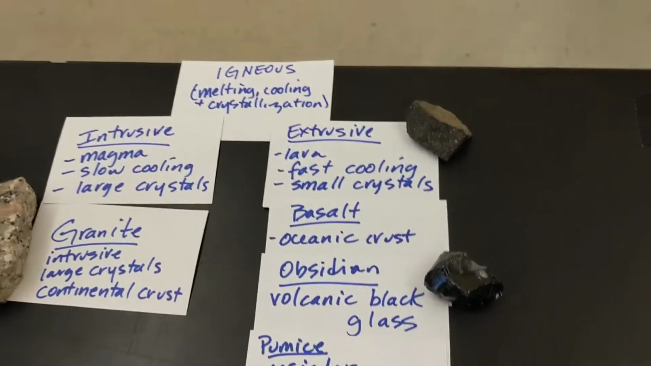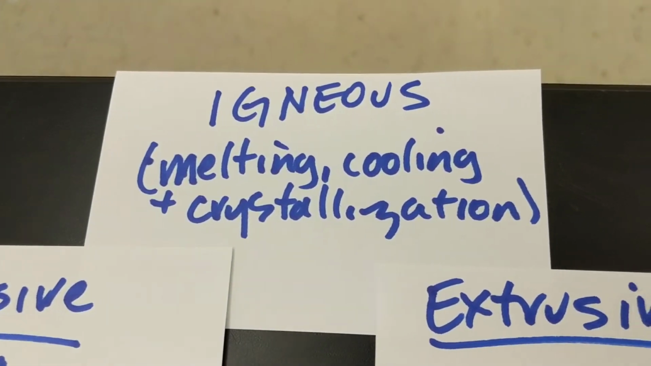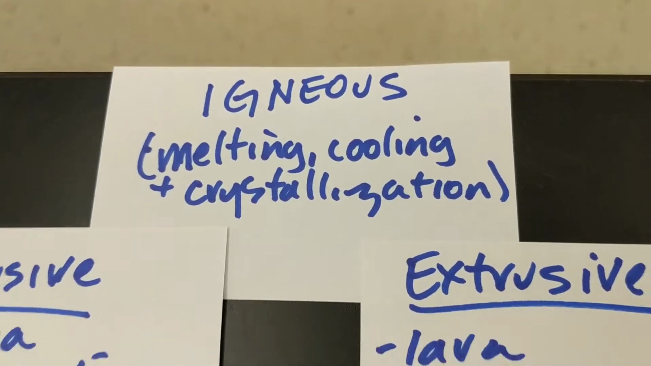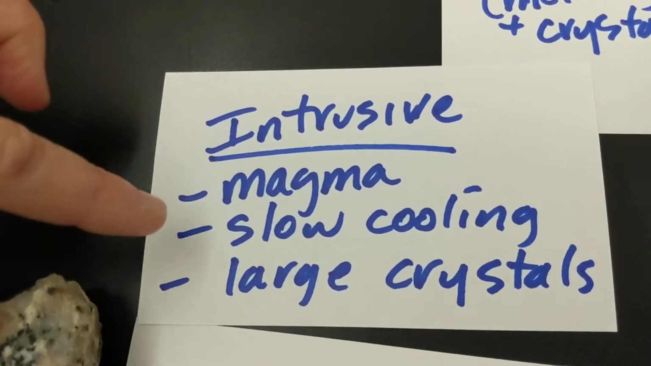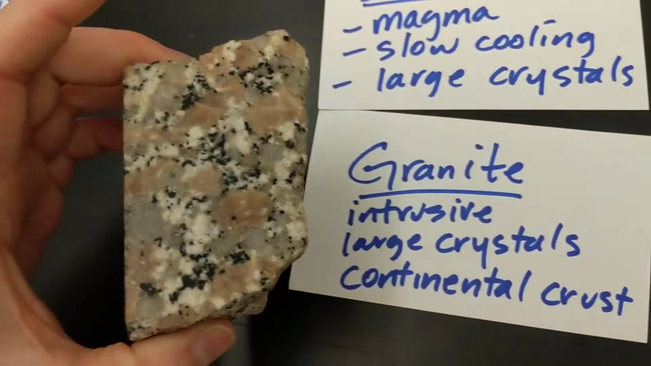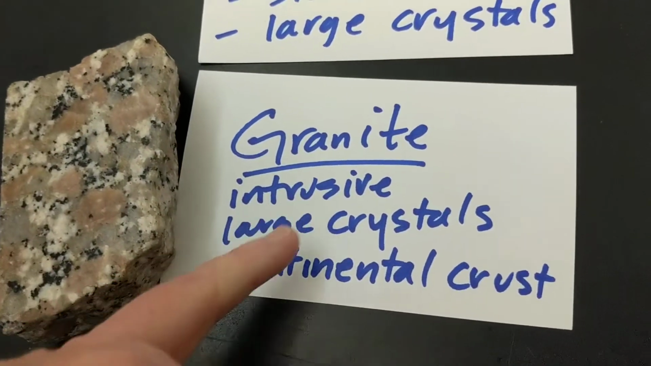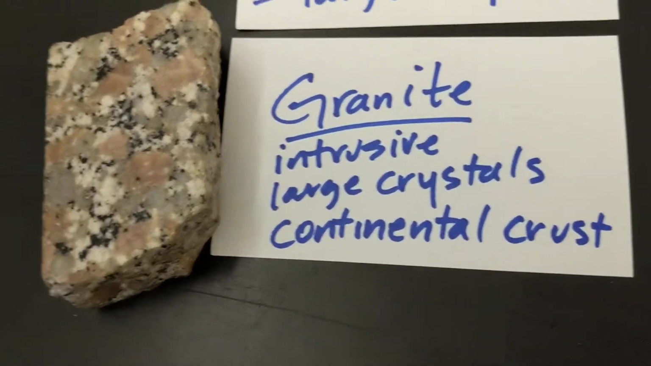Our igneous rocks. Igneous forms from melting, cooling, crystallization. We've got two types. We've got intrusive, formed from magma, slow cooling. Why? Because it cools inside Earth. Large crystals. Look at those beautiful crystals of granite. Granite, an intrusive igneous rock, large crystals, it forms our continental crust.